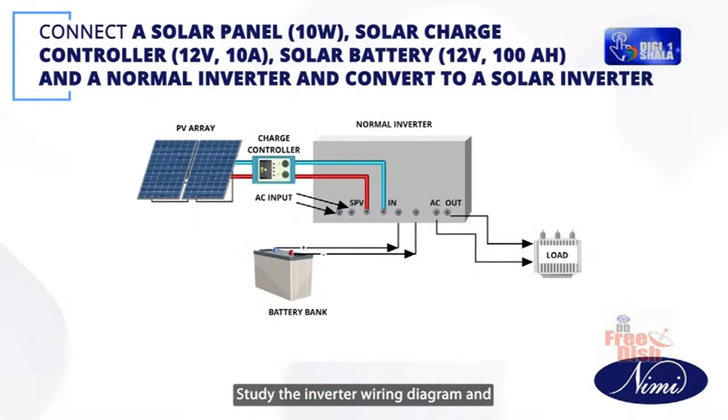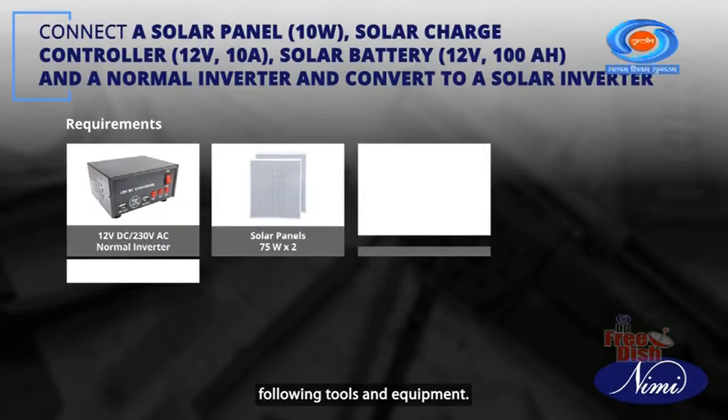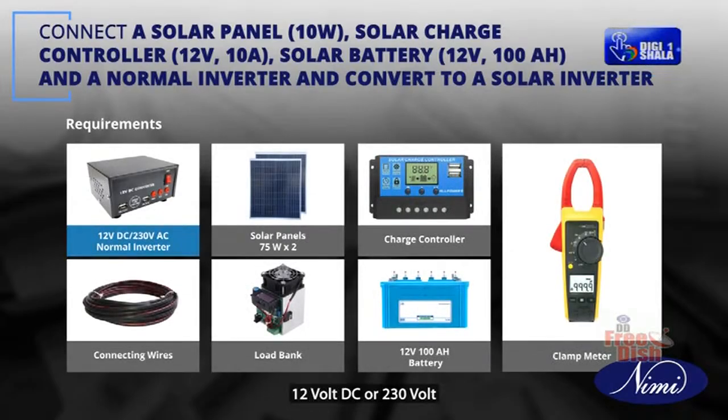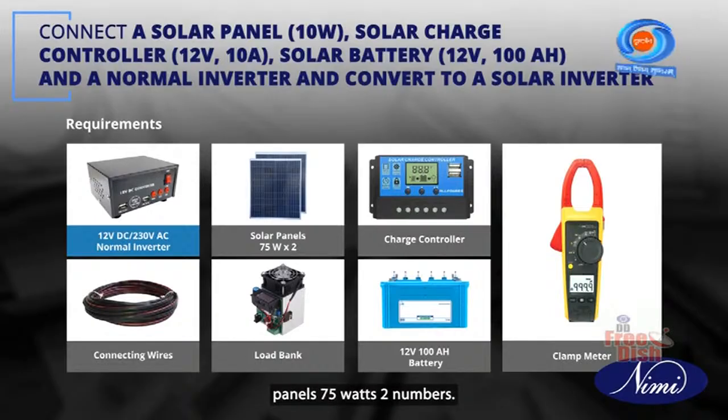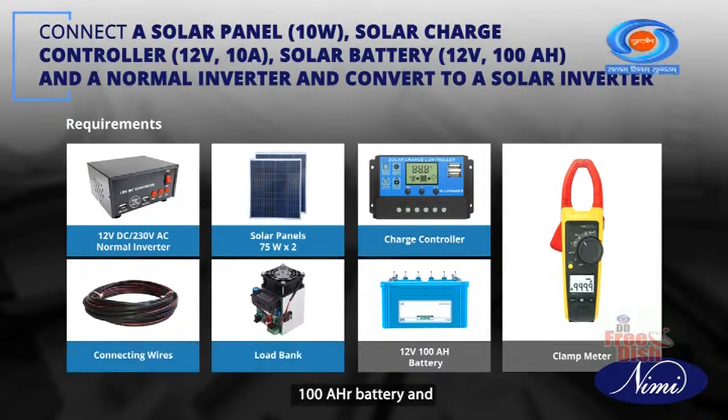Study the inverter wiring diagram and connect the components of the solar inverter. Ensure you have all the following tools and equipment. 12 volt DC or 230 volt AC normal inverter, solar panels 75 watts 2 numbers, charge controller, connecting wires, load bank, 12 volt 100 ampere hour battery and clamp meter.